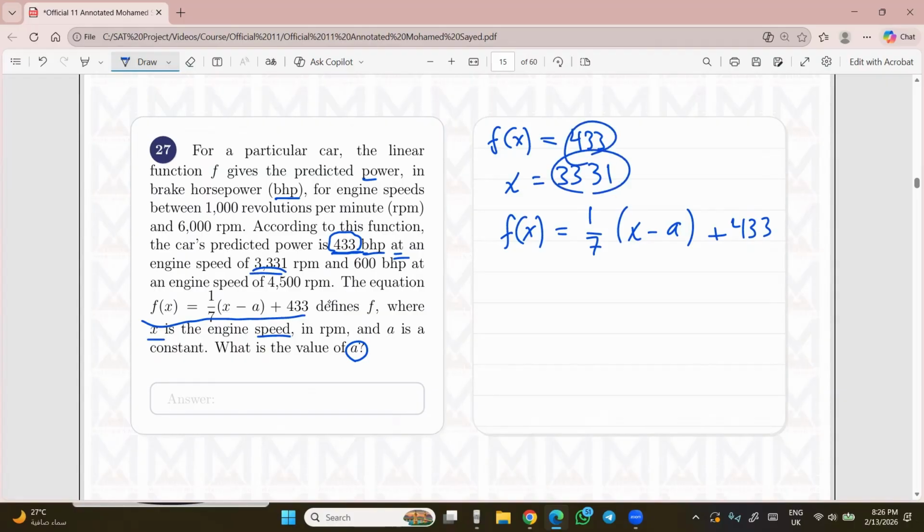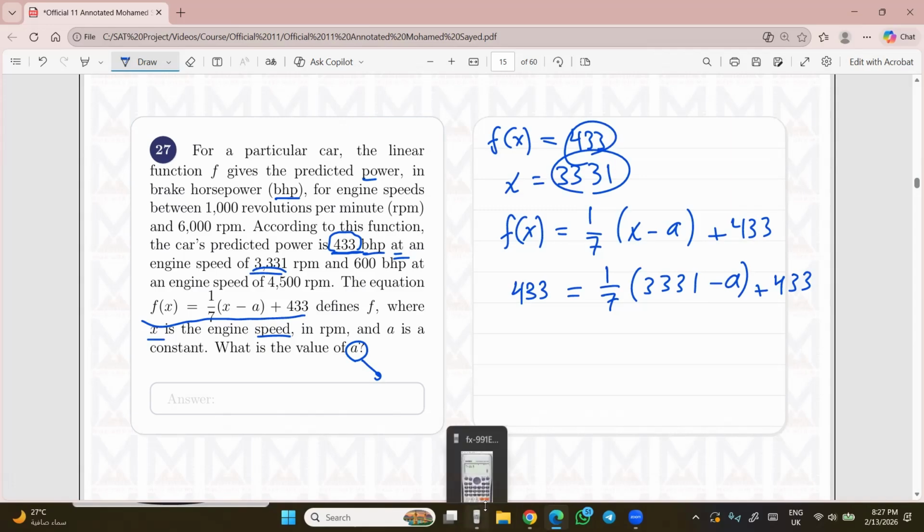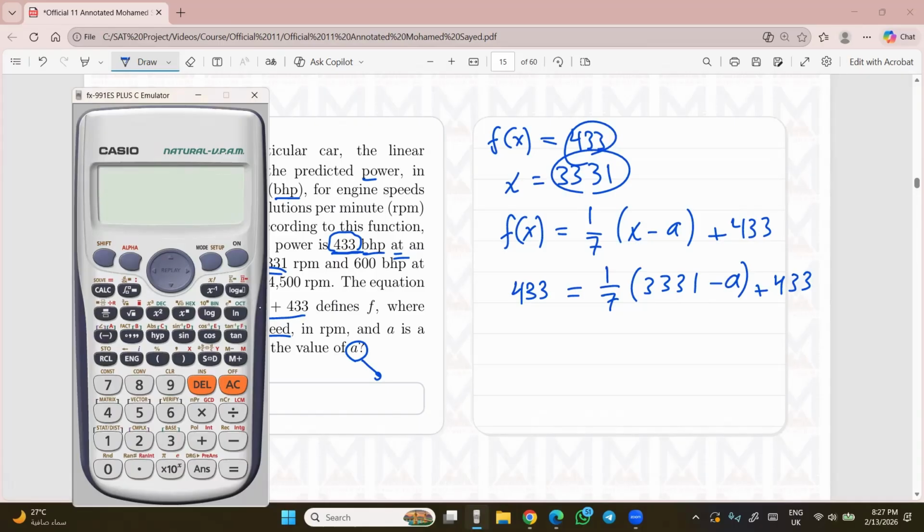So, and y by this number also. So we can write 433 instead of f of x, and 1 over 7 into x, which is 3331 minus a. We do not know the value of a, but we need it, plus 433. You can use Desmos, or you can use the regular calculator. You can just write everything like this, 433, and the equal sign is alpha with this button right here. 1 over 7. Let's make it a fraction bar.